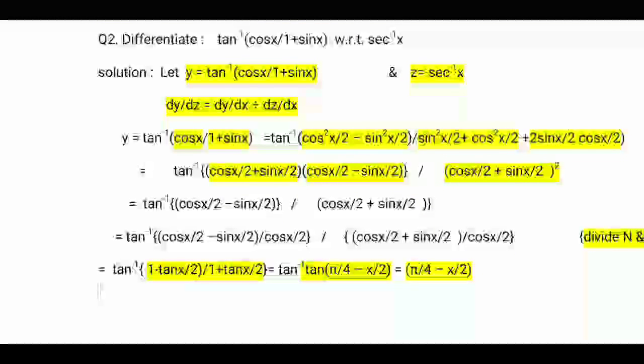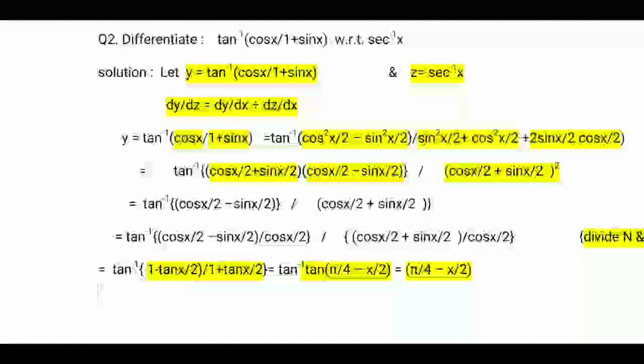So y is equal to tan inverse cos x upon 1 plus sin x. This is given. Now put the value of cos x in half angle form. That will be cos square x by 2 minus sin square x by 2 whole upon 1, where 1 is sin square theta plus cos square theta, but we will write sin square x by 2 plus cos square x by 2, plus the half angle value of sin x, 2 sin x by 2 cos x by 2.